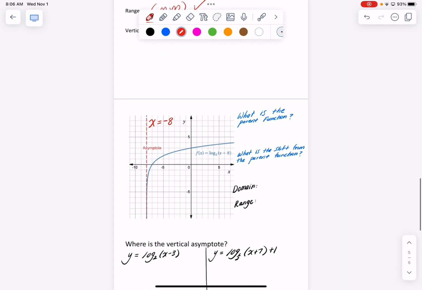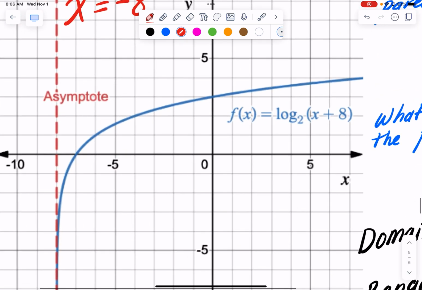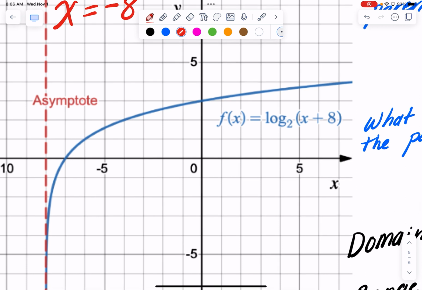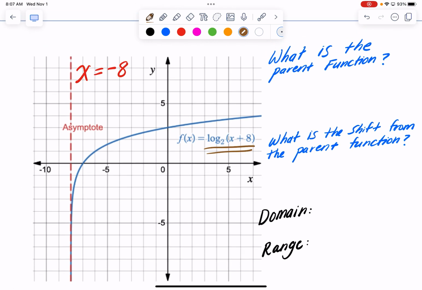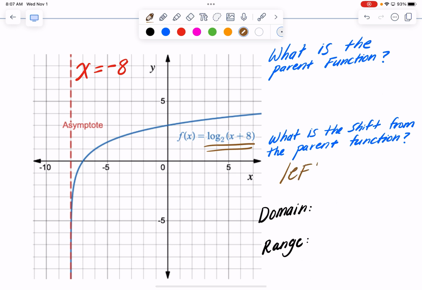All right, now look at this one. They now are saying here is a log that's been shifted. Shifting for all functions works the same. So look at the equation and verbally tell me what is the shift. So I'm going to write that. Left 8 units is what happened here. And it says, what was the parent function? That means just take off the shift. Yep, log base 2 of x, right, everyone?